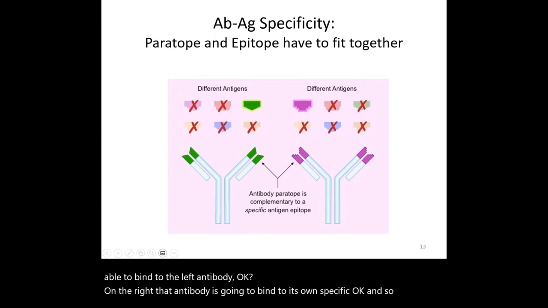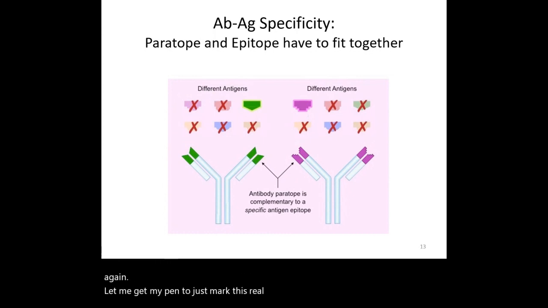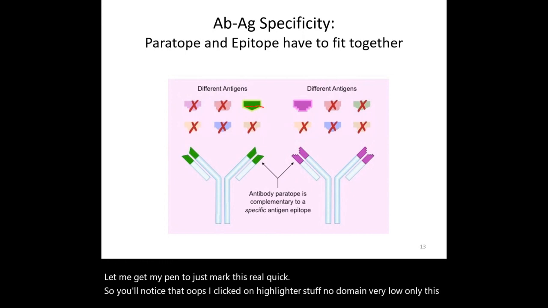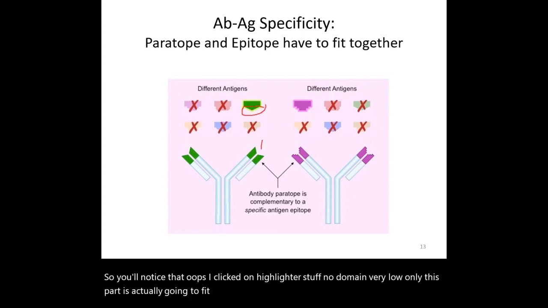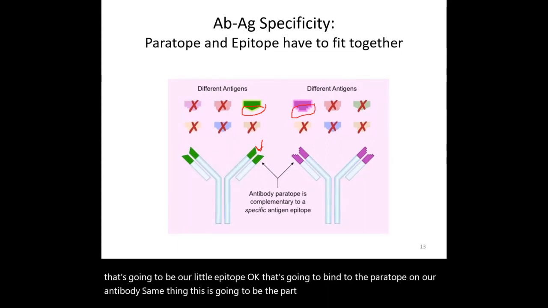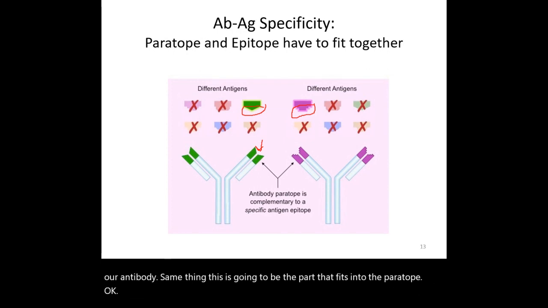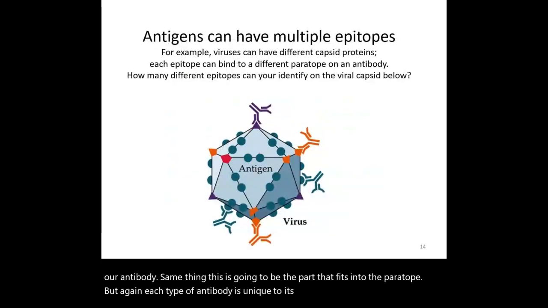And so notice, again, let me get my pen to just mark this real quick. So you'll notice that, oops, I clicked on highlighter. It's not going to do me very well. Only this part is actually going to fit into the paratope, right here. Okay, not the entire thing. So that's going to be our little epitope. That's going to bind to the paratope on our antibody. Same thing. This is going to be the part that fits into the paratope. But again, each type of antibody is unique to its own pathogen.